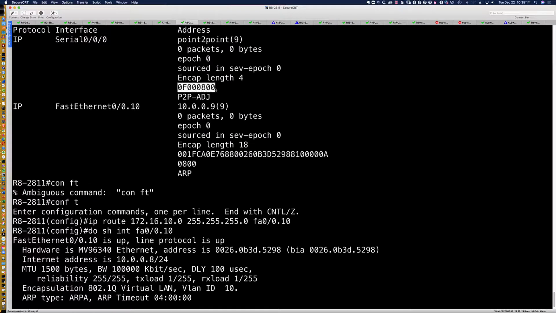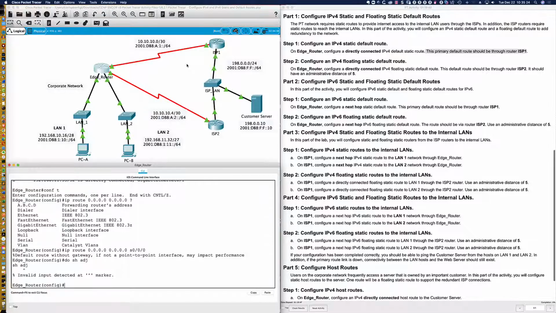And if you're thinking, well, is that the MAC address? No, this is indicating IP, the Internet Protocol, that's 0800, which is what we see right down here. All right, so it's very important to understand the difference and why you may see that message.